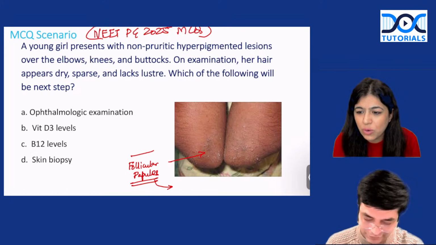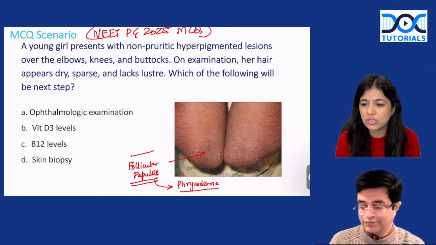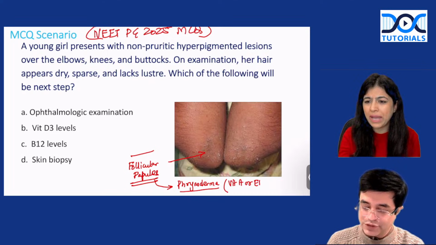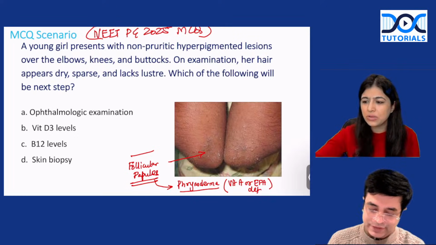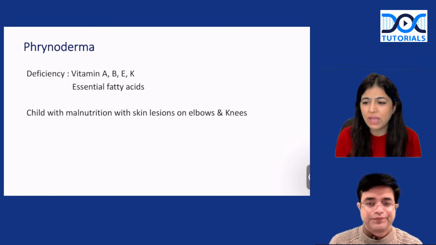This is Phrynoderma. And how does Phrynoderma happen? This is overall a state of malnutrition. This is a child with malnutrition. So we can move to the next slide. I'll come back to the answer. We'll first talk about the reason why we have Phrynoderma.